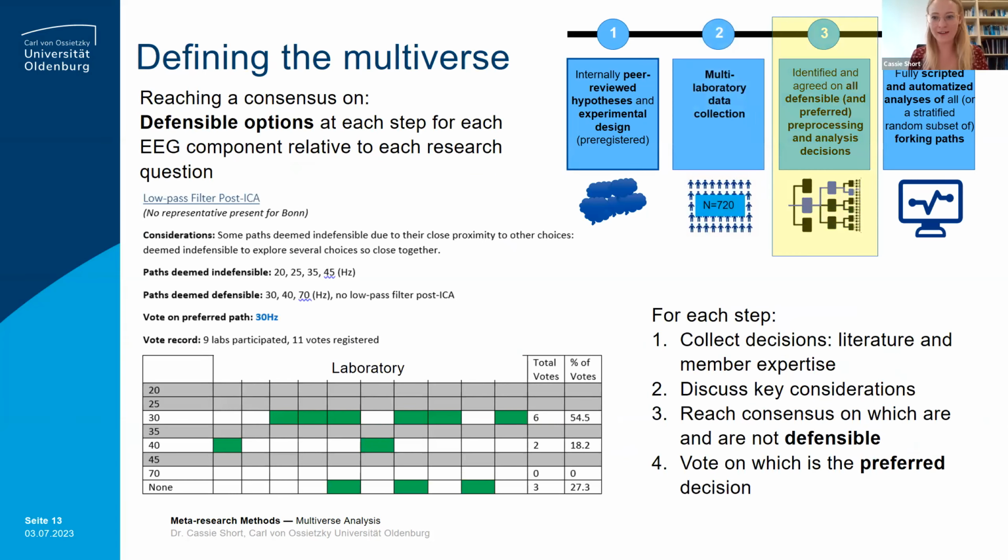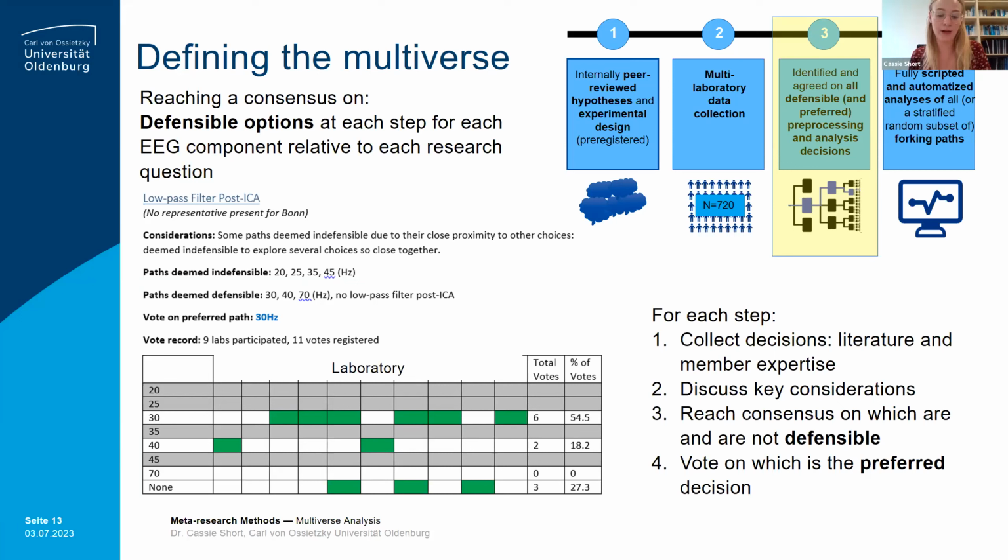Okay, and now we'll get on to how we define the multiverse. So we had to reach a consensus on lots and lots of different steps along the analysis pipeline. For EEG data, where we wanted to look at specific neural activation, there's a lot of steps to apply to the data to take it from the raw data that we record, remove all of the noise, while preserving as much of the signal of interest as possible.